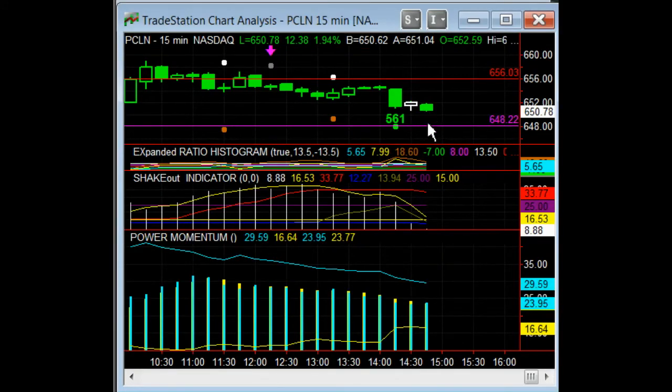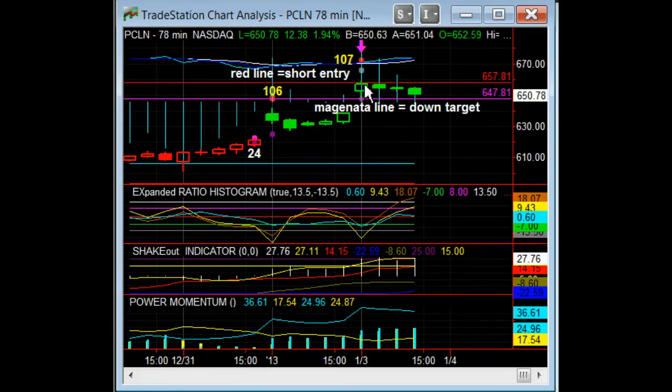Getting closer to that short target for PCLN. So, and this is why I always thought it was important to include the higher time frames with even the dot alerts in it, because you needed to see whether there was pressure from the upside pushing down on you. Because you can trade some of the smaller time frames, but if you don't have a broader context, you're often missing an important element.